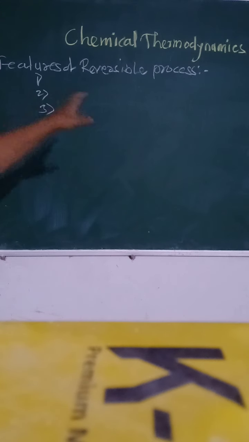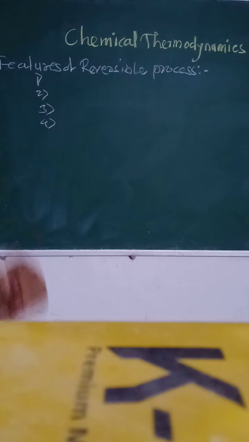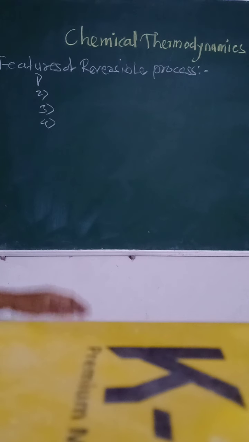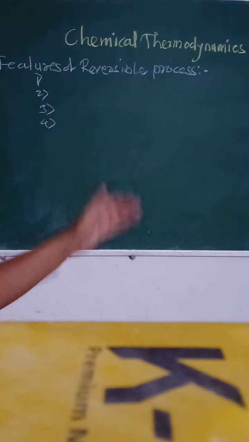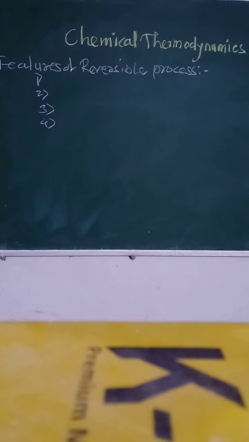First feature of the reversible process: there is a small difference between the driving and opposing forces. The second feature is that a smaller change in the condition will reverse the reaction. Third, it takes place in a number of steps, and at each step equilibrium is attained, that is, mechanical equilibrium is attained. These are the four features of the reversible process.